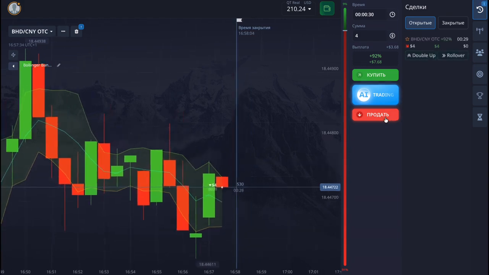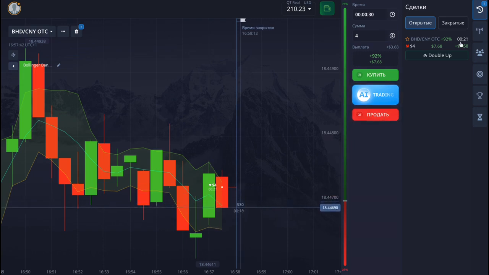And we're going short. Look, I took 30 seconds short. My entry point isn't the best. We'll see now, but maybe it's not a problem. I took $4 again, and we're waiting for the closing, friends. But I'll tell you right away, don't rush, friends. Please don't rush. We are trading on short-term deals.